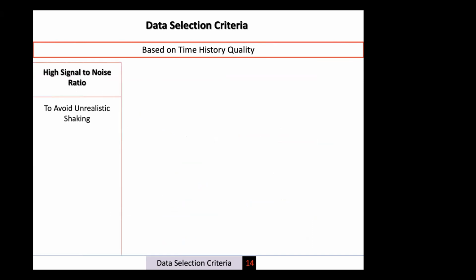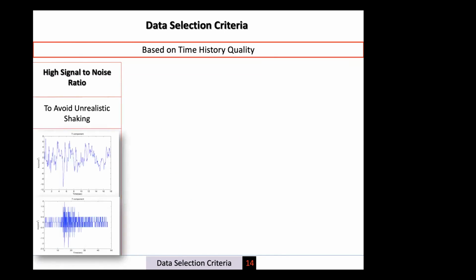The other criterion for data selection is based on time history quality. For example, you need to have high resolution and a high signal to noise ratio in your record. So here are two examples of low signal to noise ratio, and you have to exclude them from your data set because you need to avoid unrealistic shaking. When you measure the signal to noise ratio in these two sample waveforms, you will realize that it is quite low in both, and you need to exclude them.